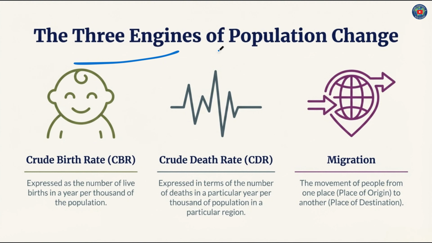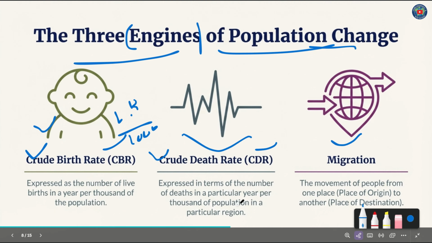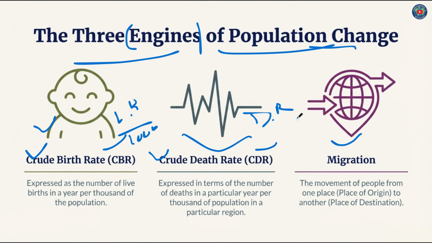The three engines of population change. What are the main factors of population change in a specific region? Crude birth rate, that is CBR, crude death rate, CDR, and migration. Crude birth rate is expressed as the number of live births in a year per thousand of population. Crude death rate is expressed in terms of the number of deaths in a particular year per thousand of population in a particular region. That is, the number of deaths per thousand of population.